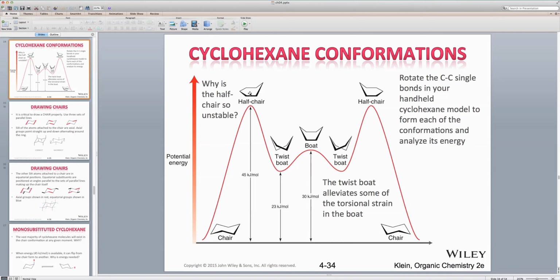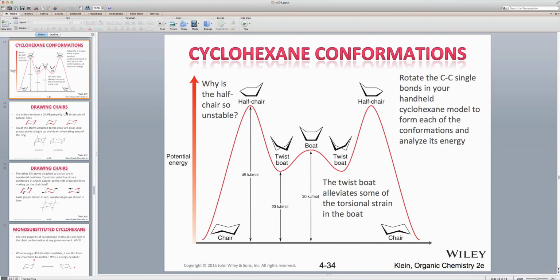So the half chair is the global maximum. The twist boat is a global minimum. The boat is a local maximum. And notice the energy differences are pretty substantial. So the chair conformations are going to be favored by several kJ per mole.